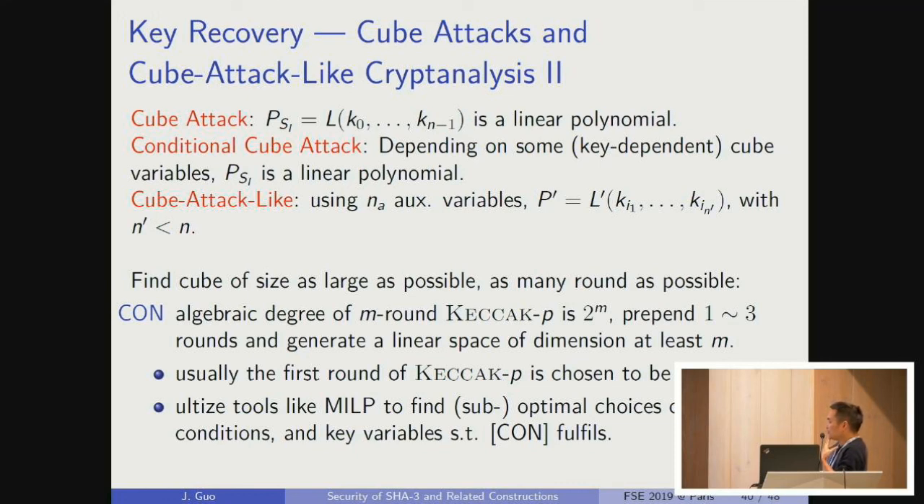And usually the first round of the K-P is chosen to be linear, so this can be done easily by carefully choosing the position of the variables, and tools like MILP can be used to find suboptimal or optimal choices of conditions fulfilling this.